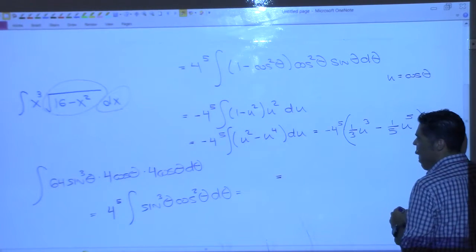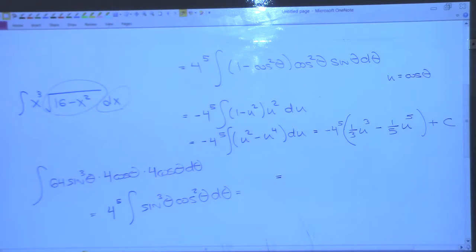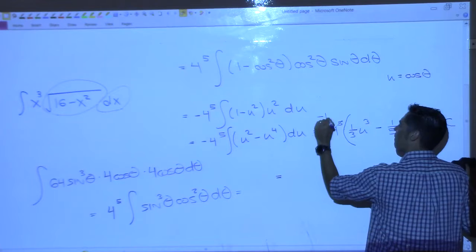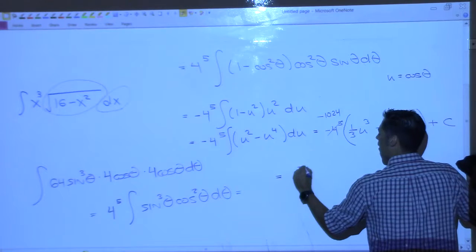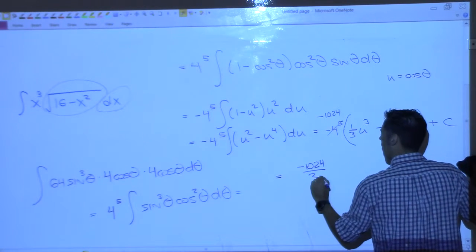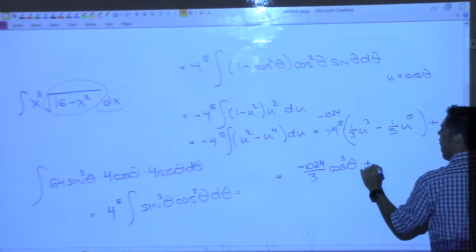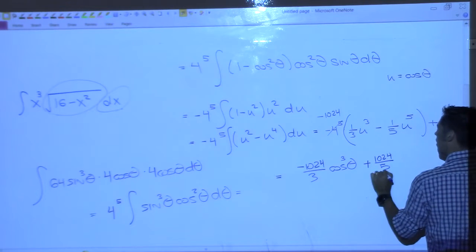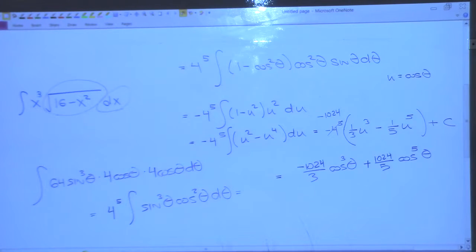What is it, 264? Should be a power of 2. Hold on. Is it 1,024? Yeah. Okay, so this is negative 1024. So I'll distribute that through. Negative 1024 over 3 cosine cubed theta plus 1024 over 5 cosine to the 5th theta plus c.